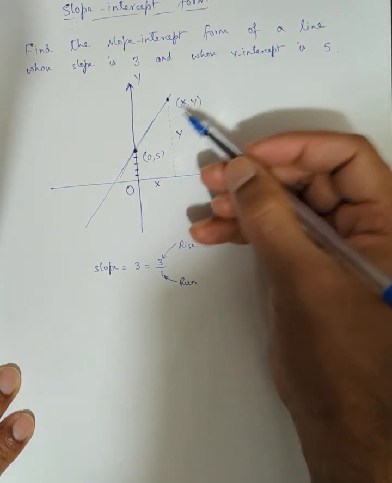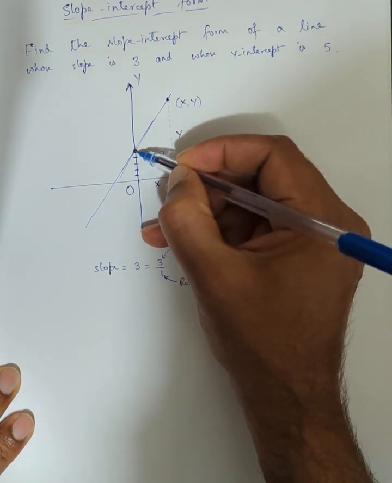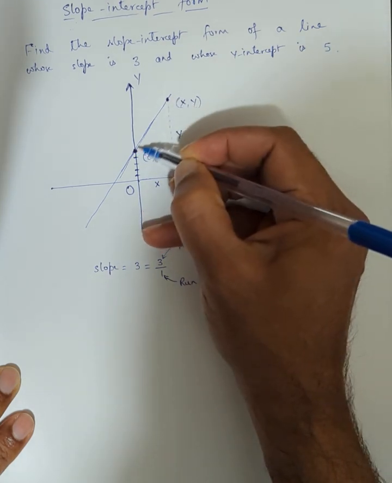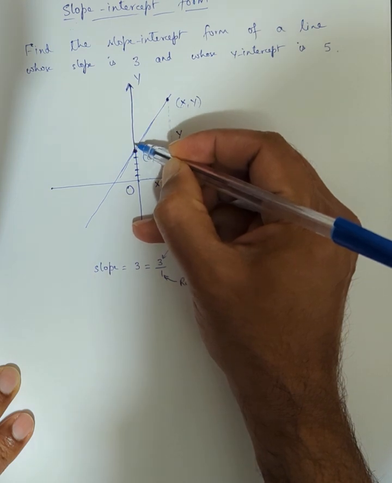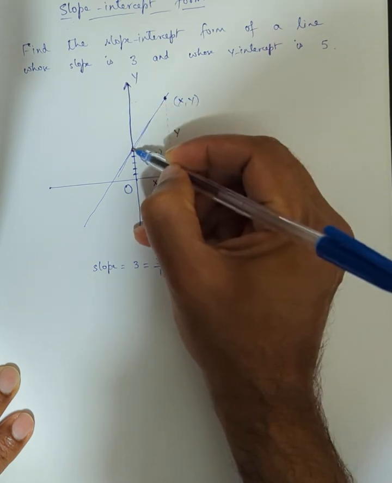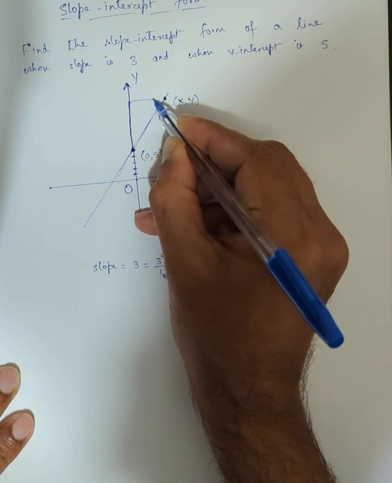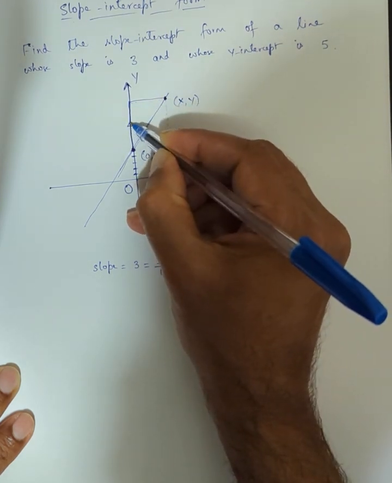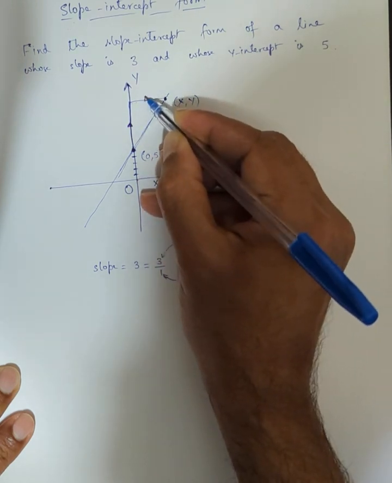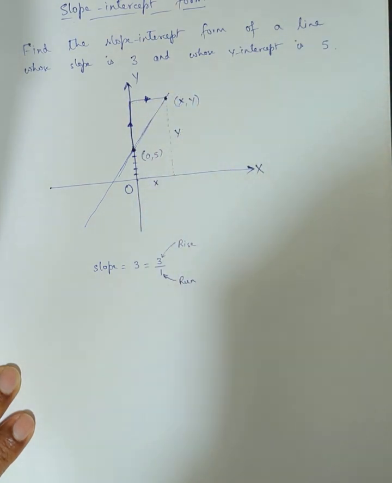Now, in this case, what I want to do is I want to start at 0, 5 and go to that point, x comma y, but not along the line. I want to go in the up and down direction first. So I will be going up first and then to the right. And see, this is how I'm traveling. And I need to figure out these distances. So this is my rise and that's my run.